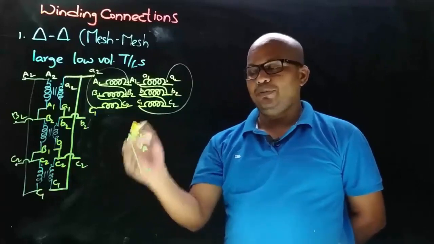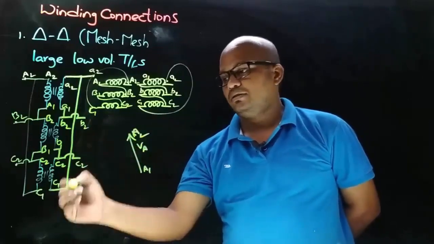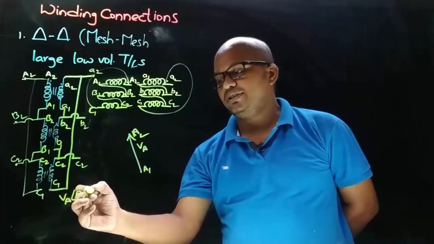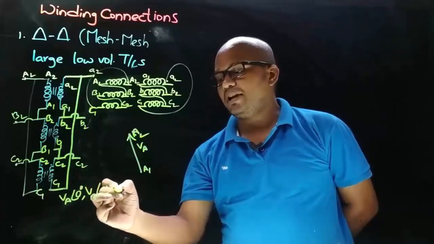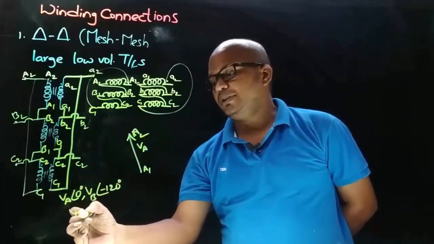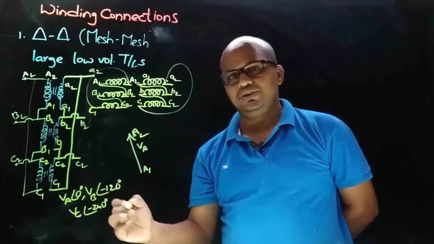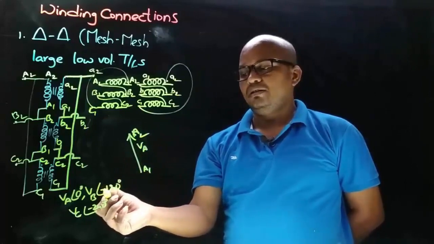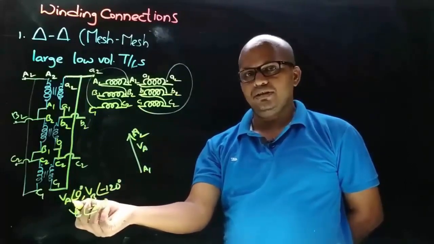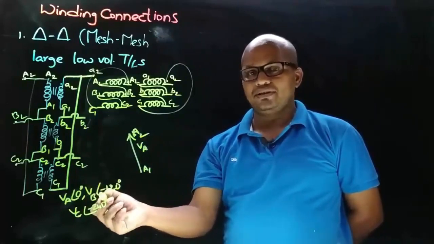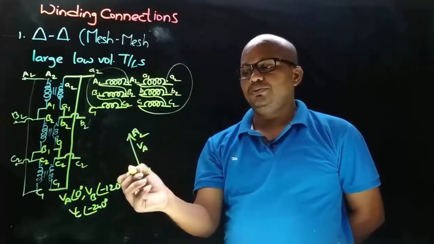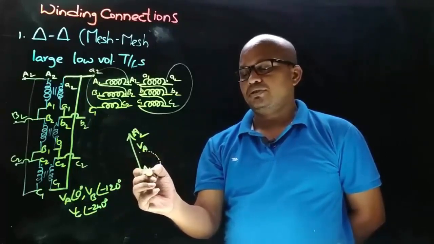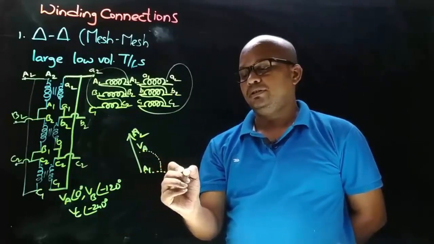And now we need to draw the VB phasor. We know that in a 3-phase system, if VA is taken as reference, then VB will be at an angle of minus 120 degrees and VC will be at an angle of minus 240 degrees. Here we took this as the VA phasor, which means at an angle of minus 120 degrees from VA we need to draw the VB phasor. This is a negative angle, which means we need to go in the clockwise direction, minus 120 degrees. So VB will be here like this.